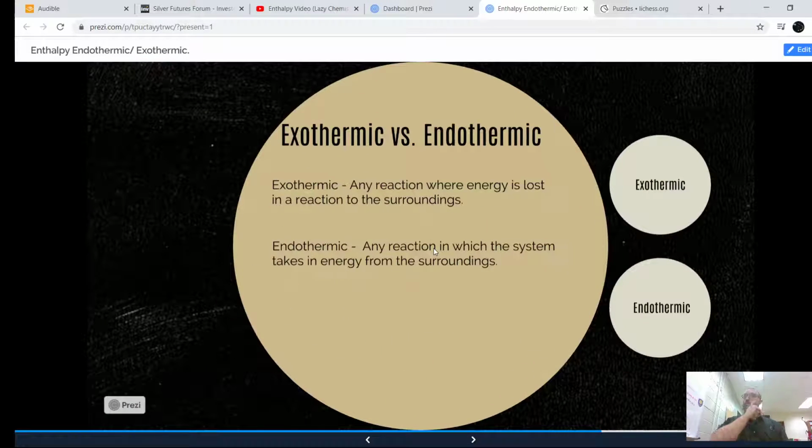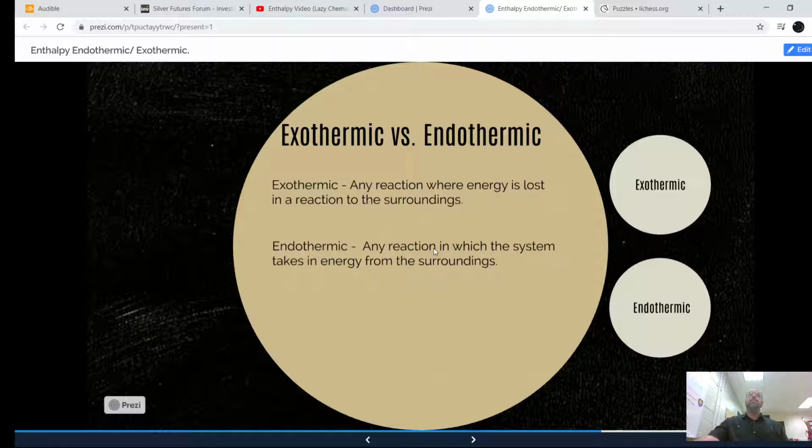The last thing that we want to talk about is whether or not a reaction is going to be exothermic or endothermic, okay? We also want to be able to draw these graphs relatively well. So first and foremost, an exothermic reaction is any reaction where energy is lost to the surroundings.